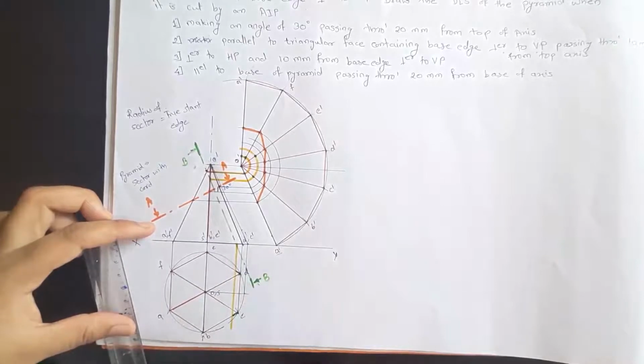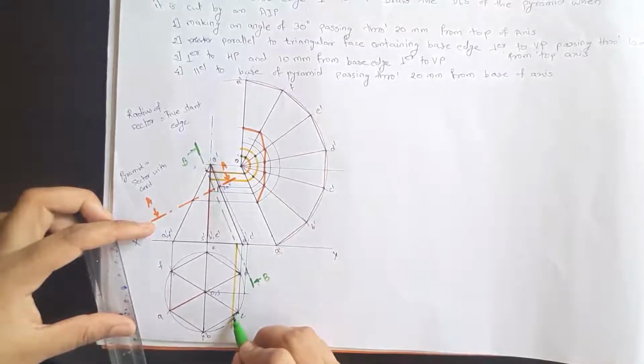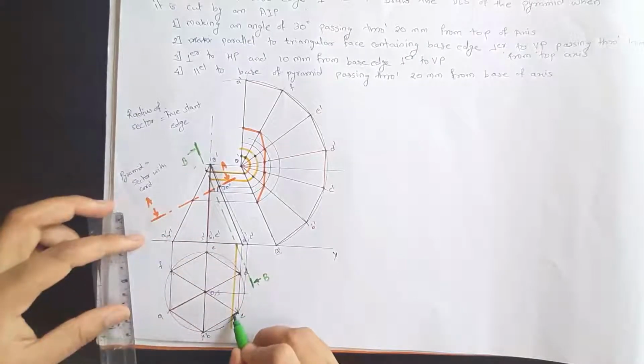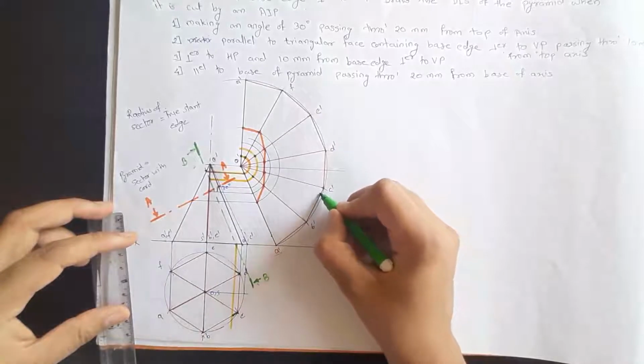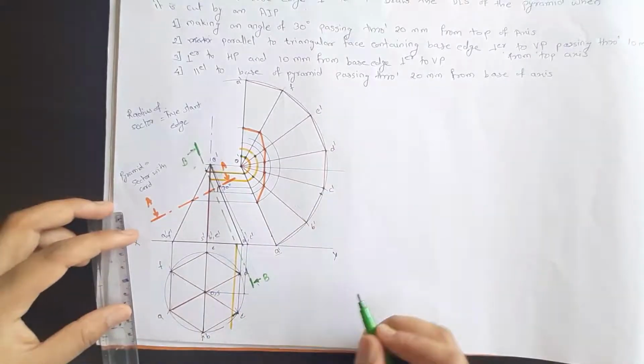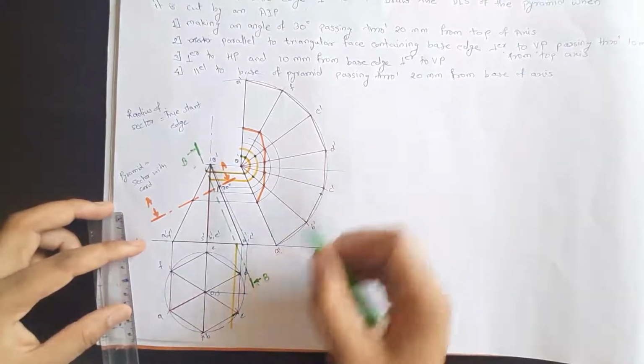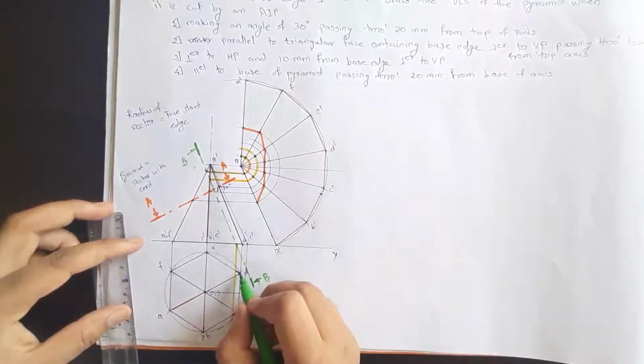Okay, so take this distance in a compass. So from C, measure that distance, and mark in between B and C. From C, mark in between B and C. You are supposed to measure it. I am not measuring it here.